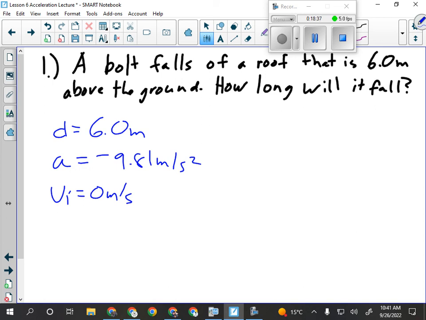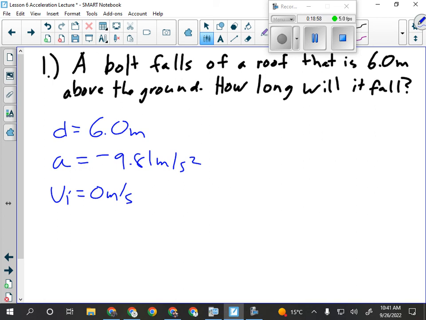Wouldn't the final velocity be 0 as well? We don't consider after it hits the ground because the bolt would bounce. Like it would hit the ground, it would bounce, and there would be all these other progressions to it. So we're stopping our question the instant it hits the ground, before any other, because that's a separate acceleration. Yeah. Okay, and that's a good question.